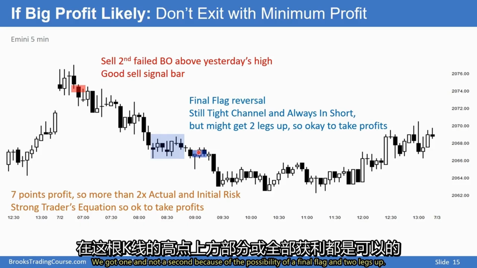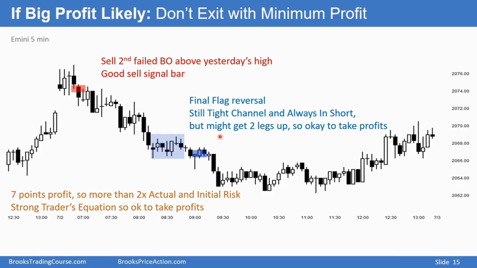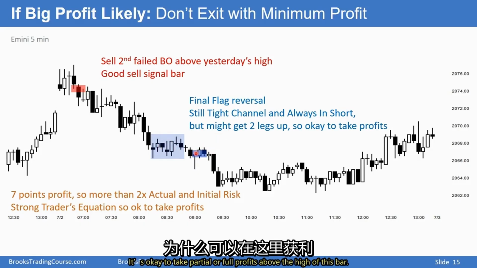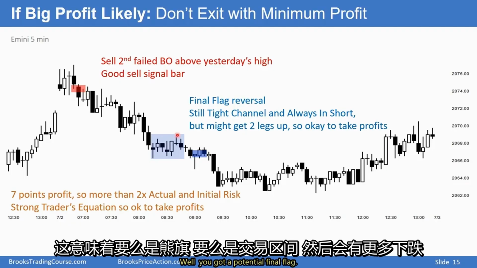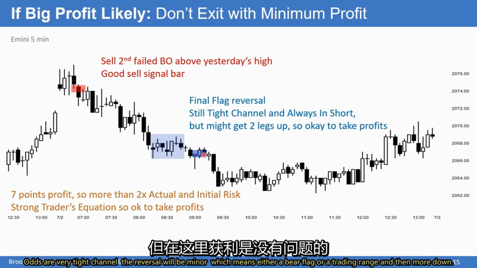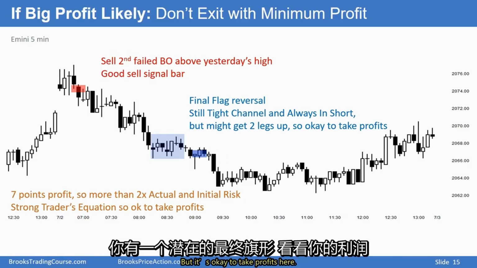Because of the possibility of a final flag and 2 legs up, it's okay to take partial or full profits above the high of this bar. Why is it okay to take profits here? Well, you got a potential final flag. Odds are very tight channel. The reversal will be minor, which means either a bear flag or a trading range and then more down. But it's okay to take profits here.